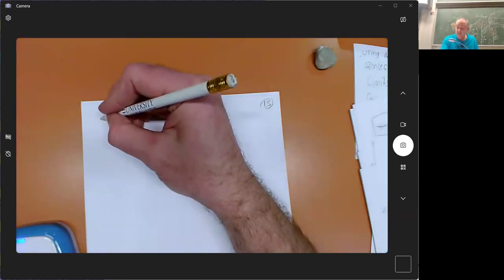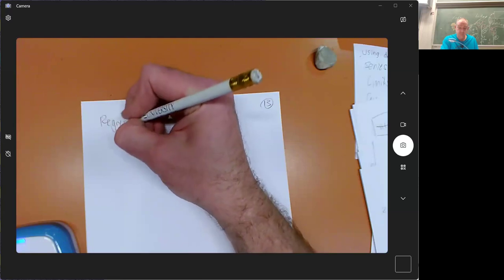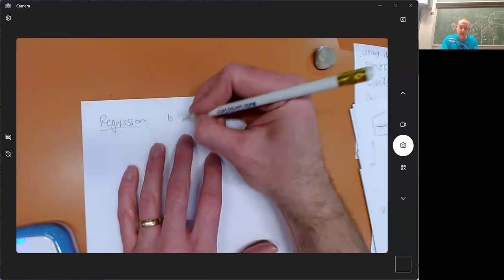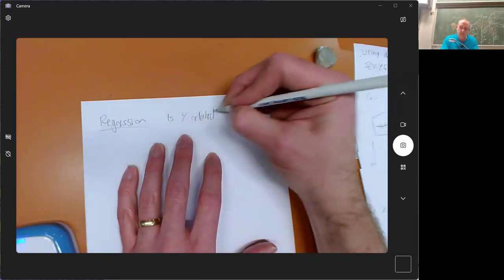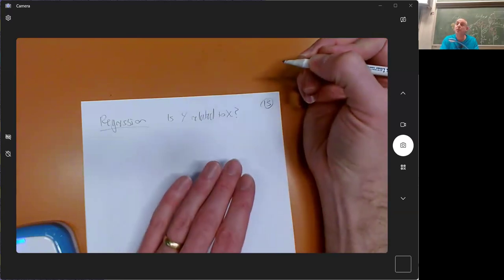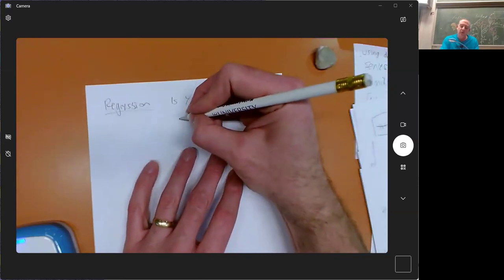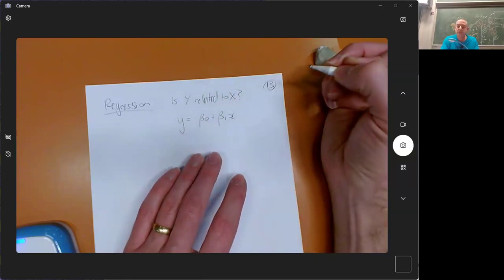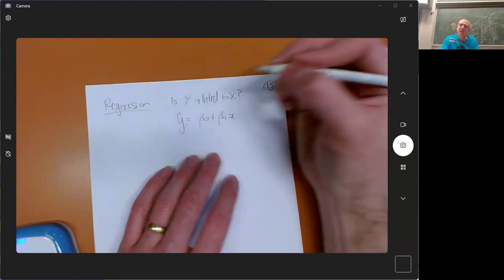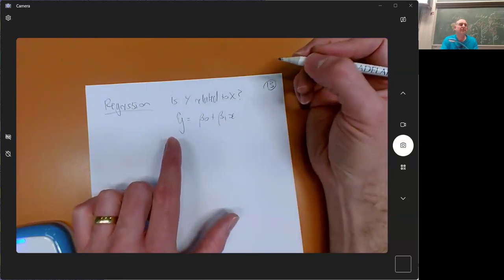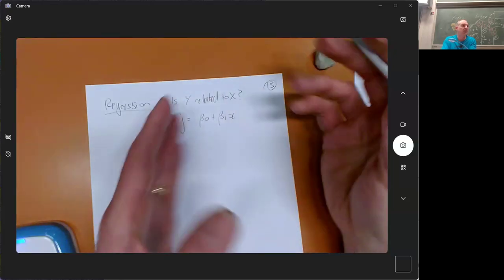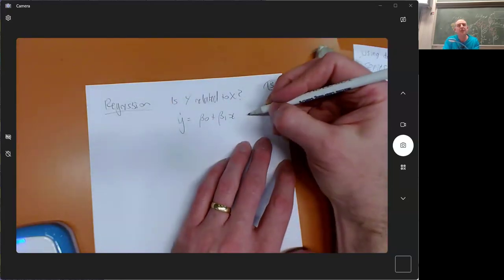There is a T in the regression. So when you do regression, if you're asking, is Y related to X, that's a good yes or no question. And when you do regression, you have something like this. Probably with a hat there. Anyway, it's approximately this, maybe with an E at the end.